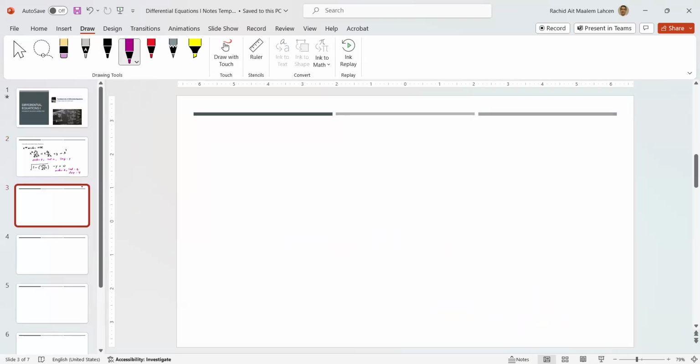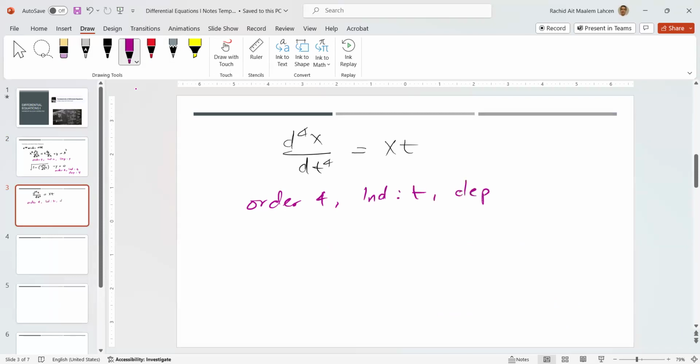Okay. Let's say n equals 4, which means the fourth derivative here equals xt. So the order is 4, and the independent variable is t and the dependent is x.